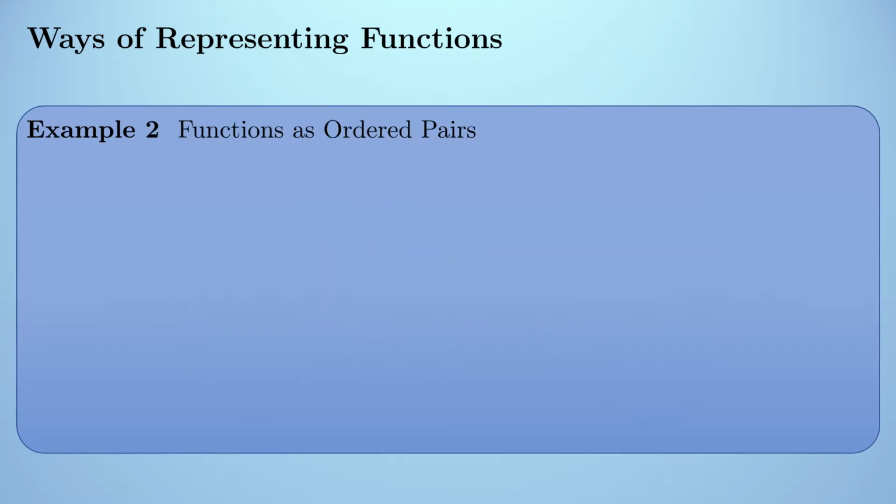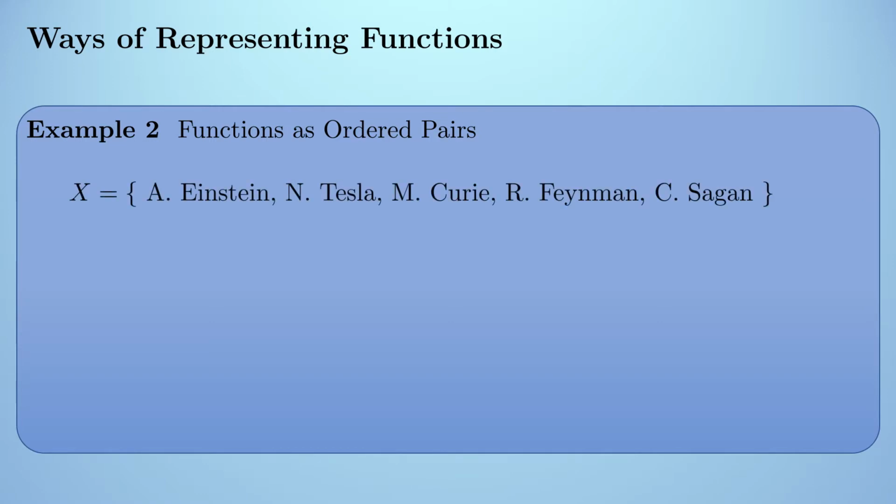Next, we look at how functions can be represented as ordered pairs and how set notation is used in this way of representing functions. For simplicity, we shall look at the same function as we used in our first example. So in this setup, we represent the set X by listing its elements in a comma-separated list enclosed by curly braces. So we write X = {Albert Einstein, Nikola Tesla, Marie Curie, Richard Feynman, Carl Sagan}.